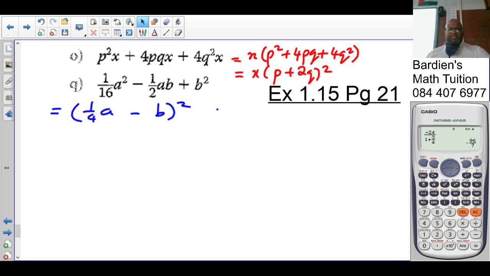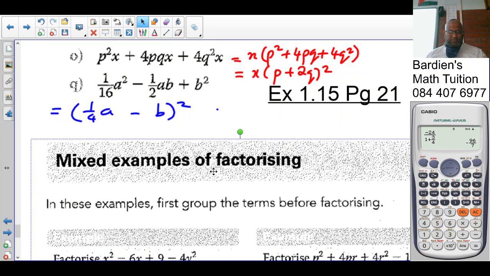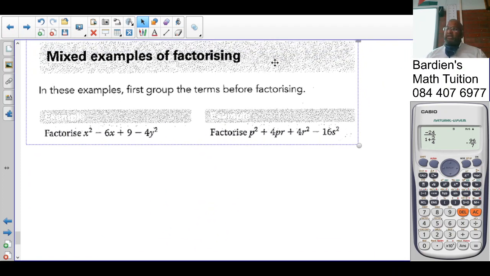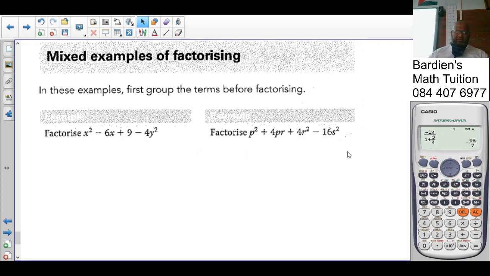Now we're looking at mixed examples of factorization. I'm going to go straight into it. I don't know how much time we have left. And we're on page 22. Oh no, I've got enough time.